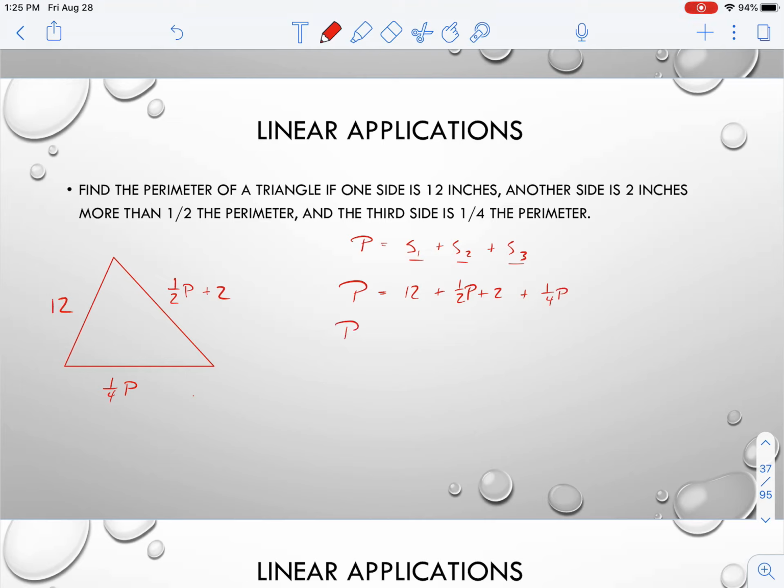So if I combine like terms, we're going to have P equals 3/4 P plus 14. And if I subtract 3/4 P, I end up with 1/4 P, or P over 4, equals 14. If I were to multiply both sides of my equation by 4, we're going to get that P equals 56. So my perimeter, again, what are we identifying that we're supposed to find? Find the perimeter. My perimeter here is going to be 56 inches, again, with appropriate units.